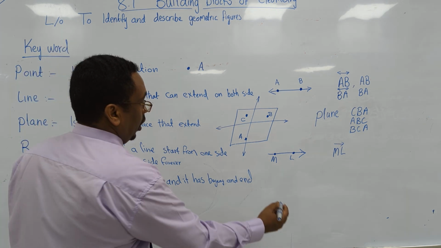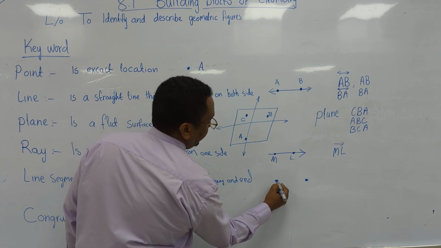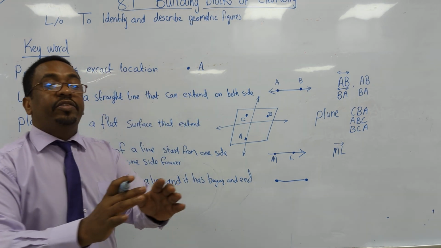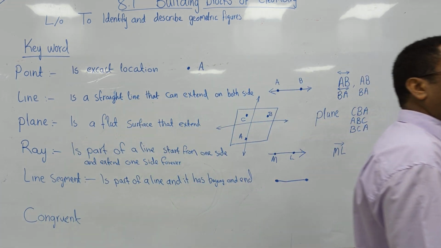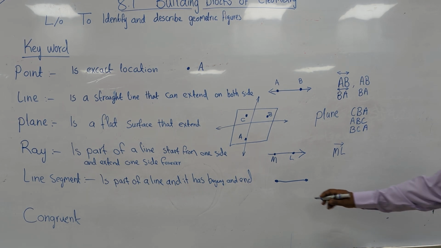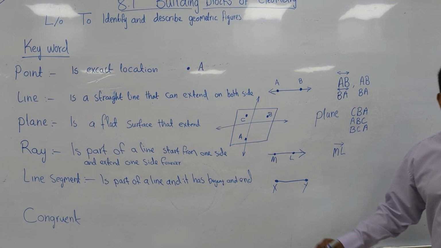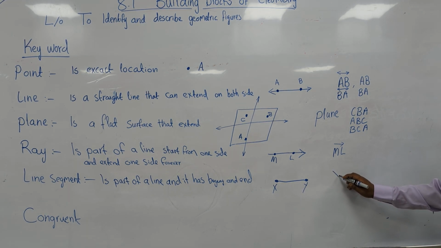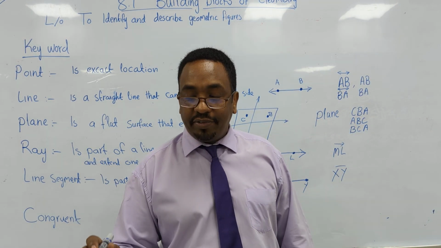So how do we represent that? We write a dot and we have another dot, so it starts from here and it ends here. That means it does not continue on both sides. So it will start here and end there. That is the line segment. How do we represent the line segment? Let's say X and Y. X, please focus, X and Y. We represent that by saying X Y and drawing just a straight line on the top. This line is representing that it starts and it ends. Does that make sense, boys? Yes.